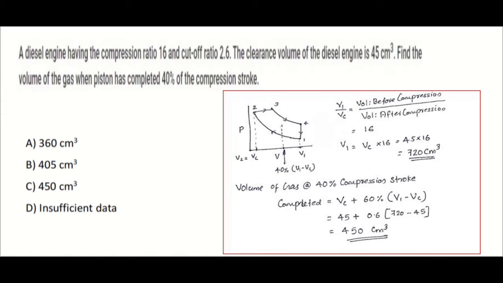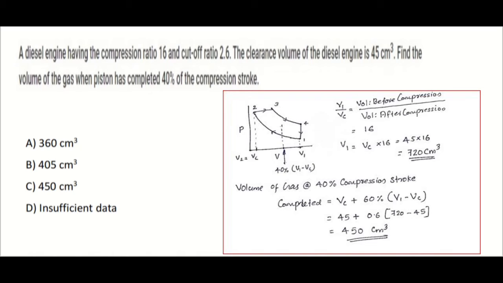For doing this problem, first we need to draw the PV diagram. From the figure we can see that V1 or V4 is equal to the total volume of the cylinder, and V2 or Vc is the clearance volume. In this question, the compression ratio is given, that is the ratio between the volume before compression and the volume after compression, which is 16. From that we can find the total volume, that is Vc × 16 = 720 cubic centimeter.